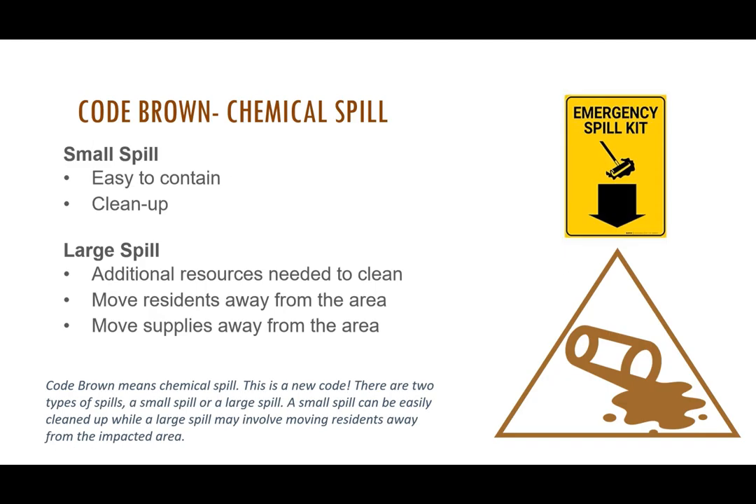Code brown means chemical spill. This is a new code. There are 2 types of spills, a small spill or a large spill. A small spill can be easily cleaned up, while a large spill may involve moving residents away from the impacted area. On this slide, you will notice there's a picture of an emergency spill kit. The spill kit can be used to clean up the spill if it is safe to do so.